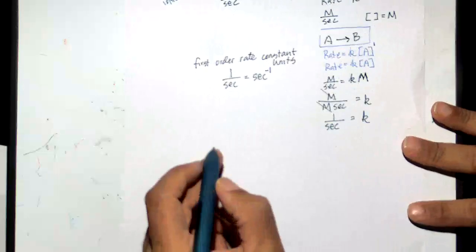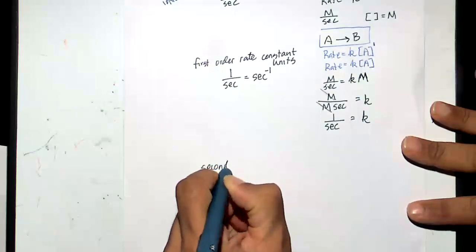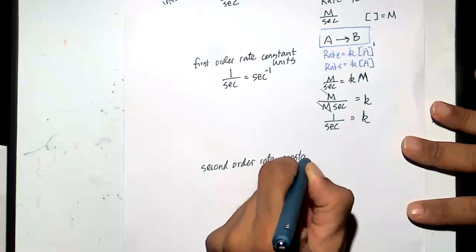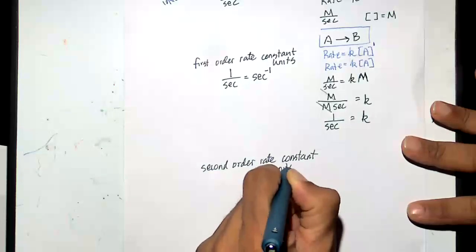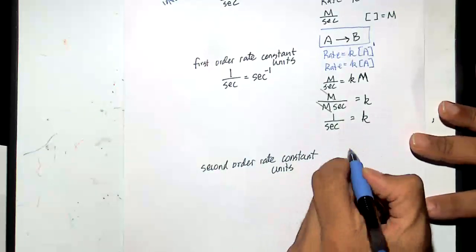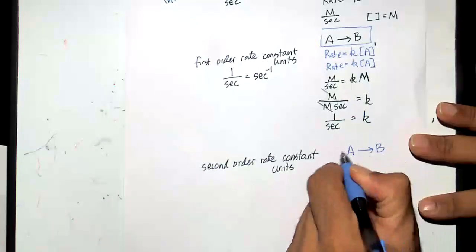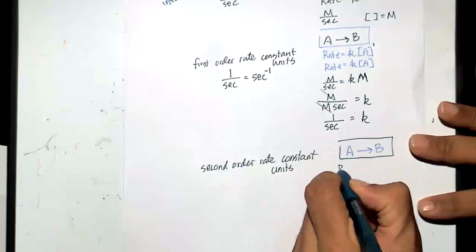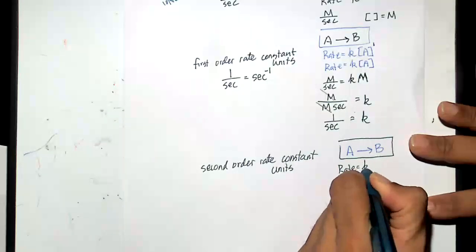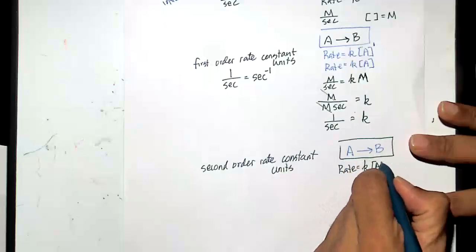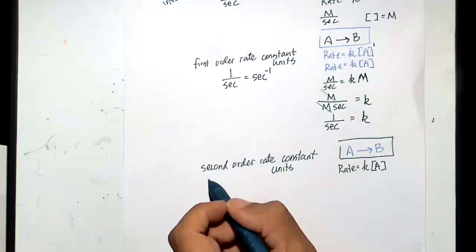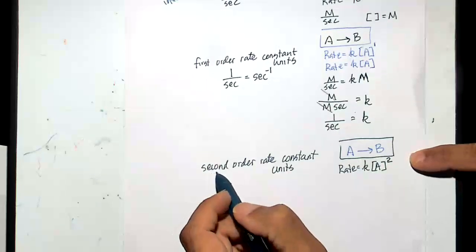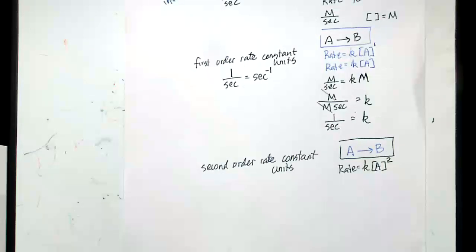And then finally, there's the second order rate constant units. Let's do the same reaction, A goes to B. So we know the rate law, right? Rate is equal to your rate constant K times your starting material raised to its order. But if it's going to decay with second order, that exponent will be 2. This is second order.